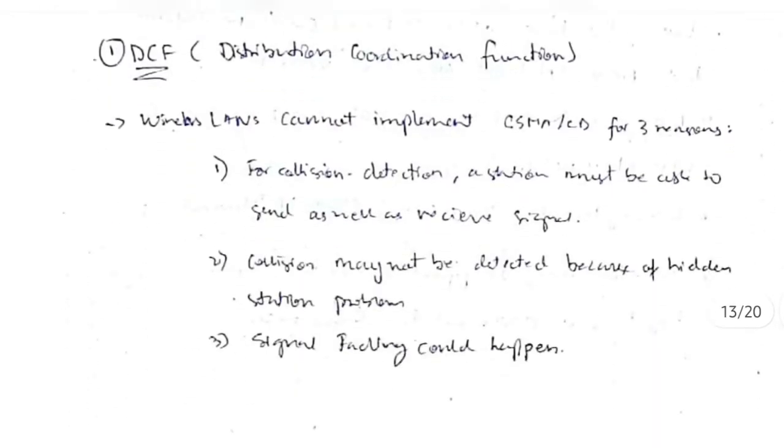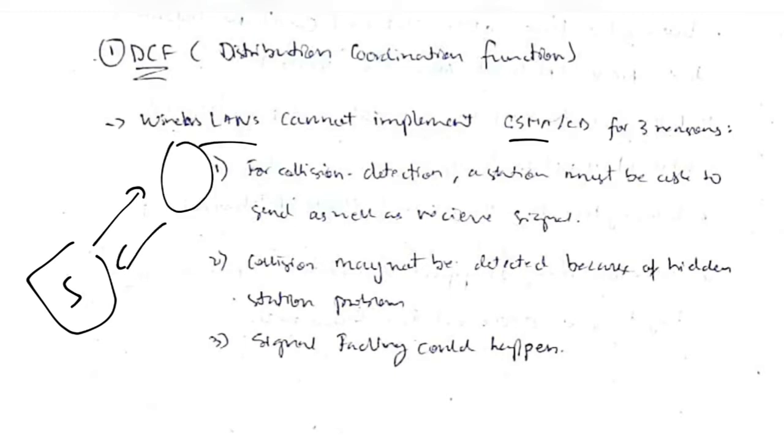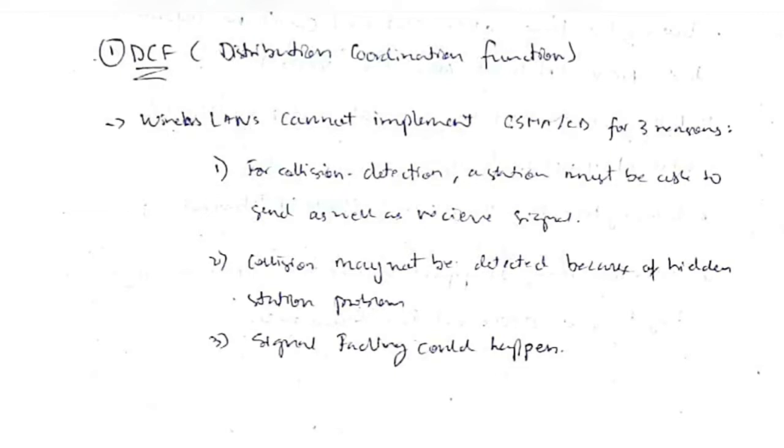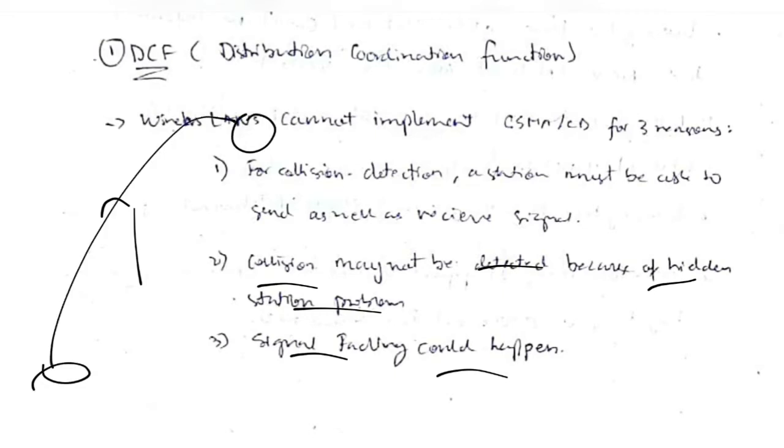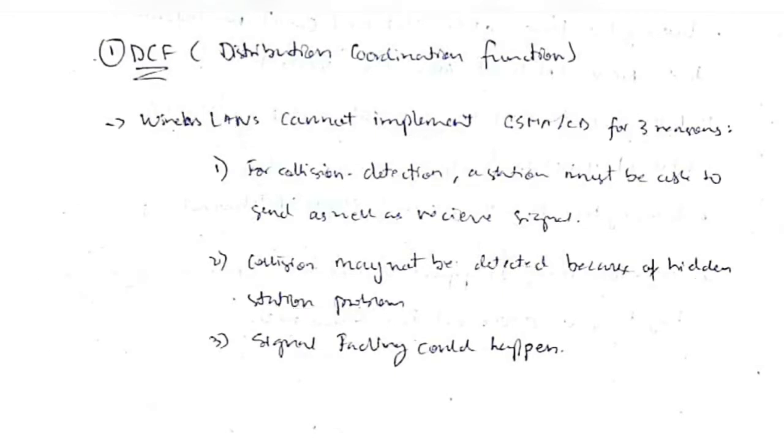What is DCF? DCF means distributed coordination function. Before that we need to understand why wireless LANs cannot implement CSMA/CD. It's for three reasons. A source has to send the signal and also receive the signal if a collision happens, but that is not possible in wireless networks, so collision detection cannot be acknowledged. The second one is that collision may not be detected because of the hidden station problem, which we discussed earlier. And signal fading could happen because of the large distances in wireless. So these are the three reasons why we cannot implement CSMA/CD for wireless LANs.